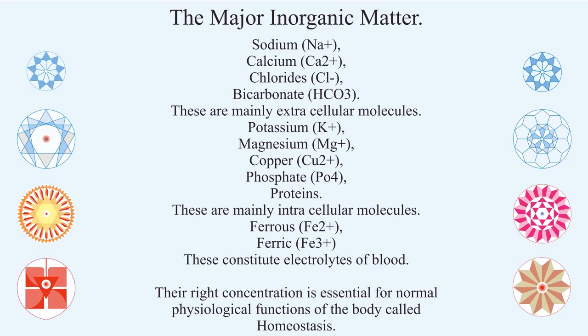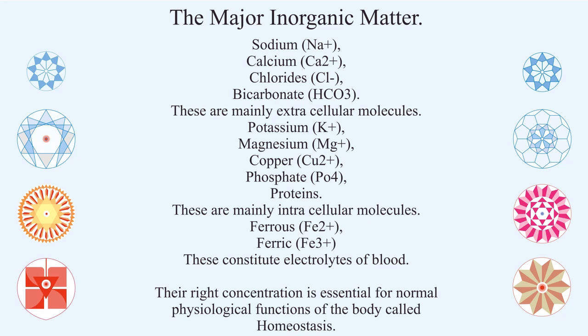Their right concentration is essential for normal physiological function of the body, called homeostasis. I have told you again and again, if you want to be perfectly healthy, physically healthy, emotionally healthy, mentally healthy, spiritually healthy, you've got to take care of homeostasis 24/7. In homeostasis, I've already spoken about it. The blood concentration is 111 milligram of glucose average throughout. You are perfectly normal. Similarly, blood pressure of 120/74 and things like that will be well taken care of. So homeostasis is very important.